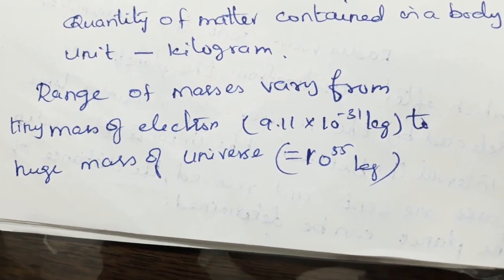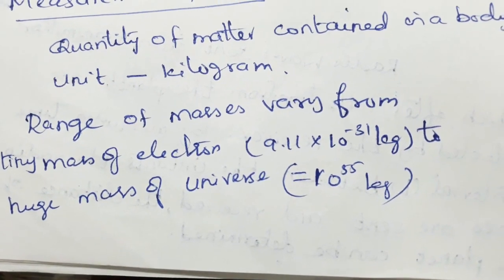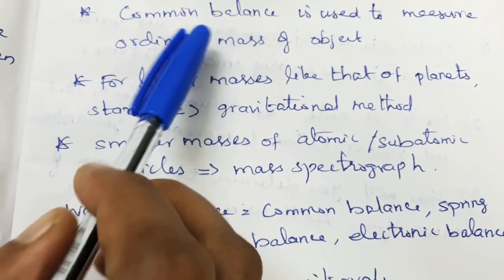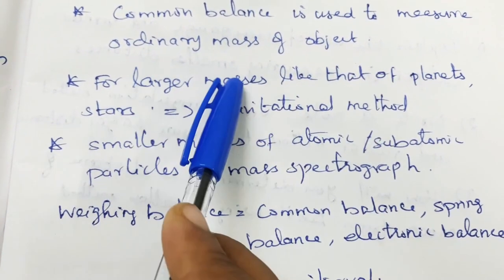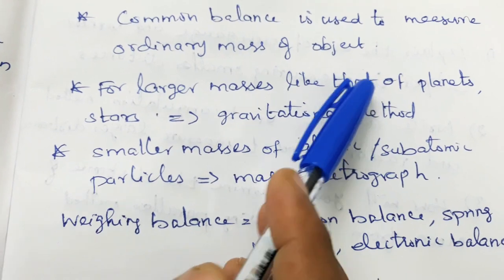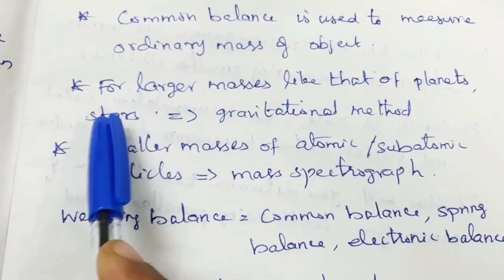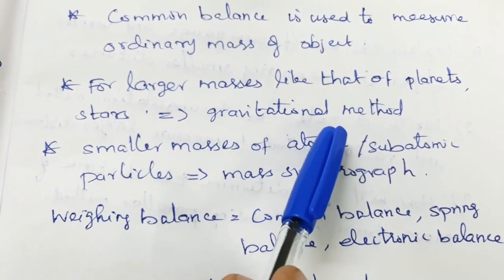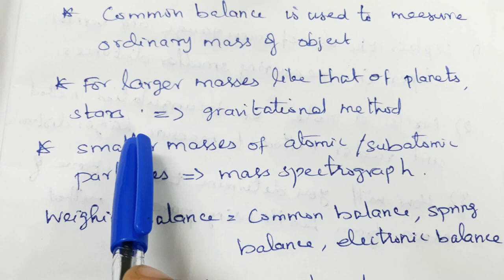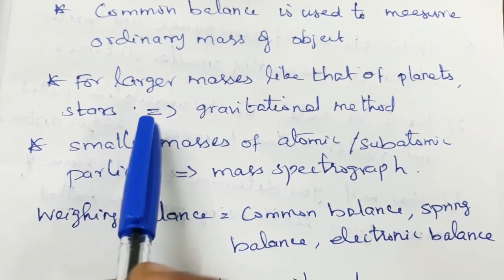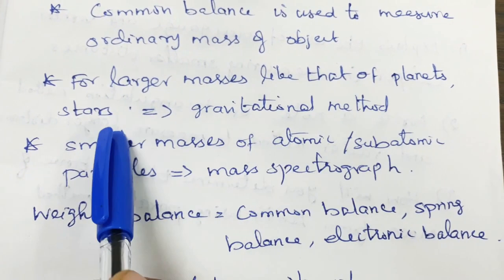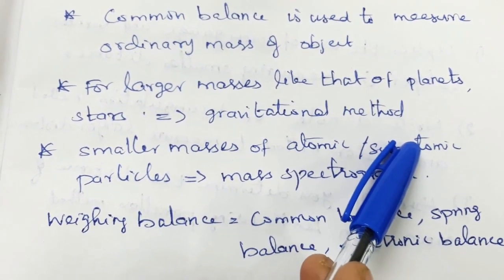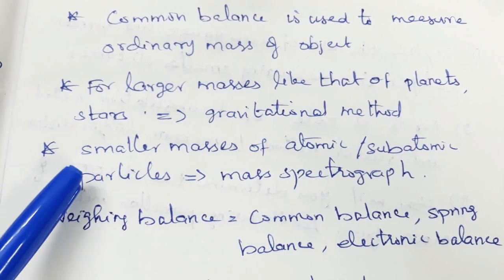Ordinarily we can measure the mass by using a balance, isn't it? A common balance is used to measure the ordinary mass of an object. For larger masses like that of planets and stars, we should use gravitational methods.